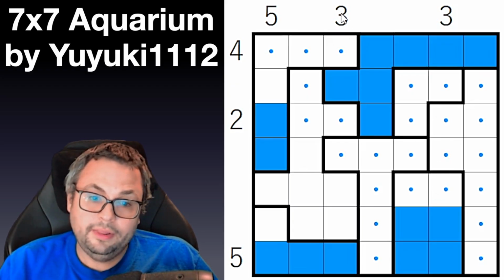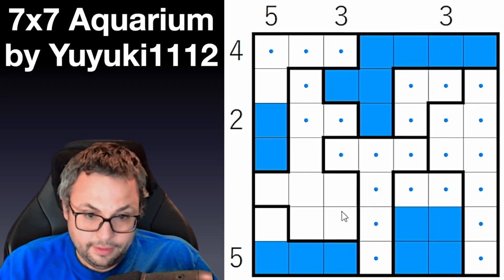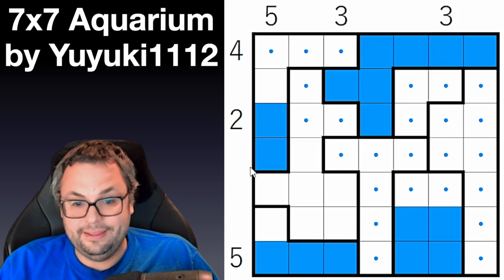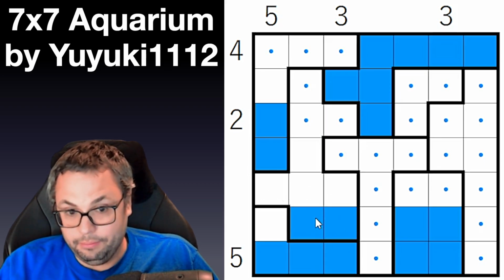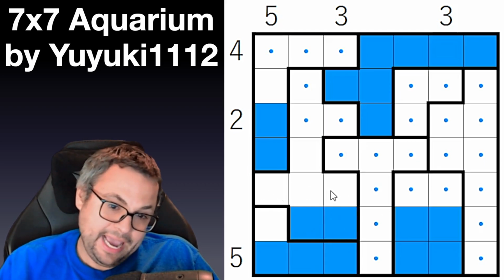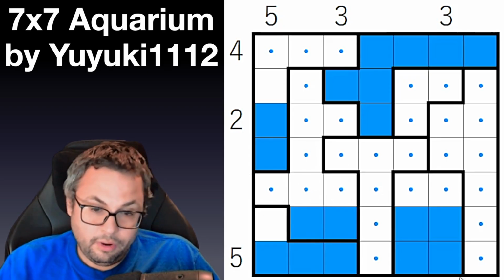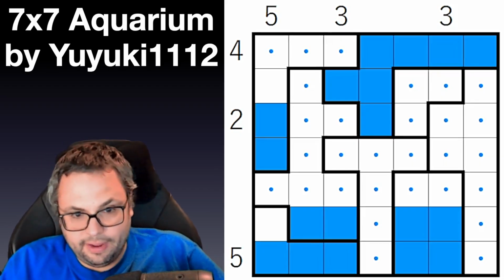Okay. Similarly, in this column, if we look at this, I need to have one more water. It has to be in this tank, which means I have to fill the bottom row, but I can't add any more water to this tank or I will blow this 3 clue. So all of that is unwaterified.